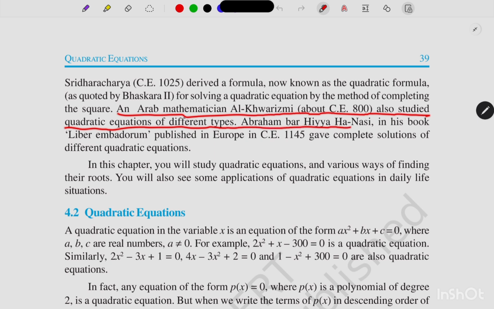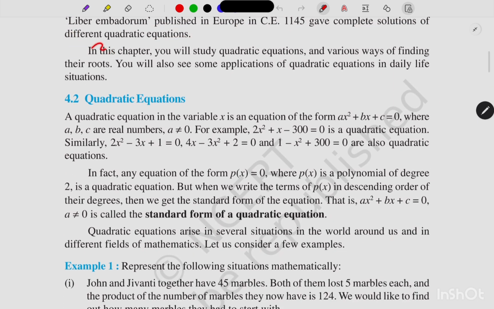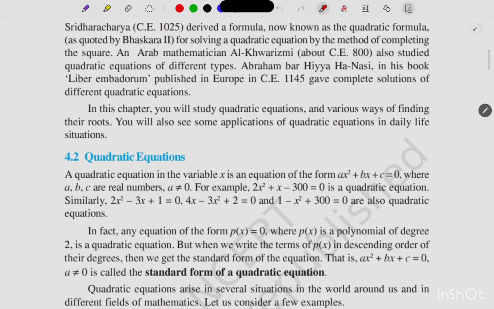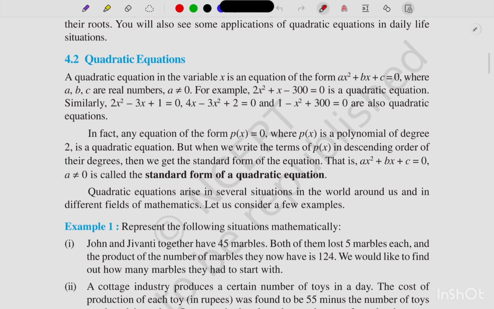Abraham Bar Hiyya Ha-Nasi, in his book Liber Embadorum, published in Europe in CE 1145, gave complete solutions of different quadratic equations. So in this chapter, you will study quadratic equations and various ways of finding their roots. You will also see some applications of quadratic equations in daily life situations. That is one good way to start a chapter, I must say, but no important points till now.